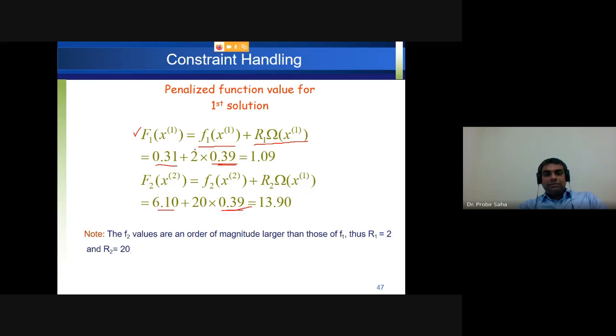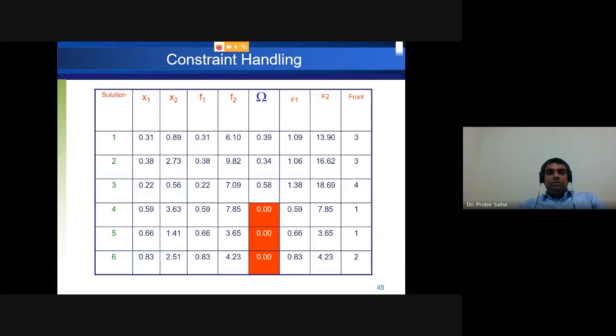Now you can see I have used a 2 multiplication factor and a 20 multiplication factor. This completely depends on you, because if you see the fitness values 0.31 and 610, they have a different scale. At least I would say 20 times. Just to maintain this order, here I have multiplied 20 and here I have multiplied 2. Finally, I have got 1.09 and 13.90.